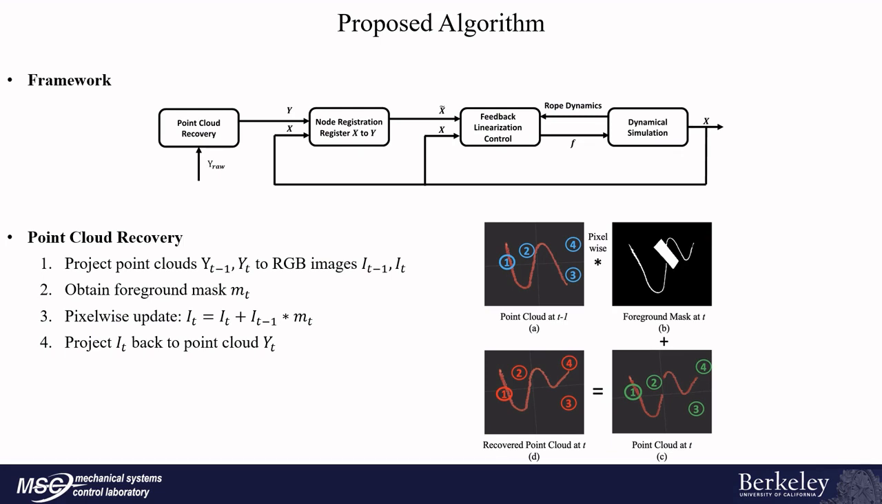Then, we apply this foreground mask to subtract the foreground and add it to the current image. Then we obtain the recovered image of the current time step. In the end, we project these recovered images back to the point cloud and obtain the desired point cloud.